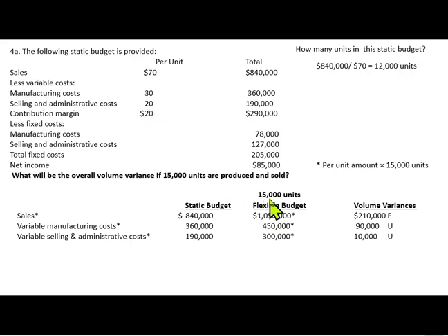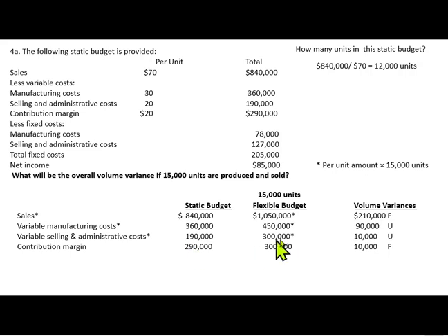Multiply that times 15,000 units, and you will get $300,000 as the total cost there. Comparing that to the static budget amount of $190, we have a $10,000 volume variance, and it's unfavorable. Now our contribution margin will simply be sales minus these two variable costs combined. Originally it was $290, now it's going to be $300,000.